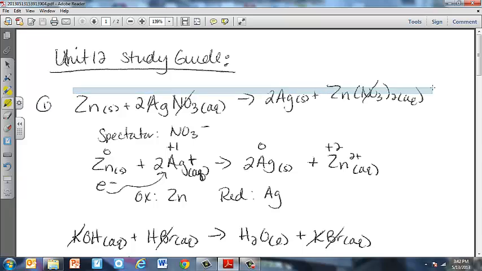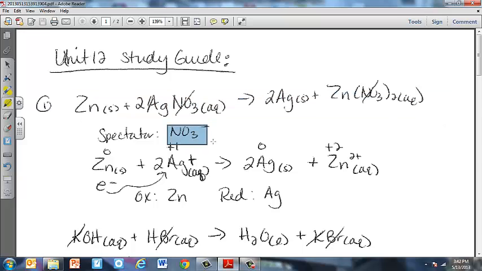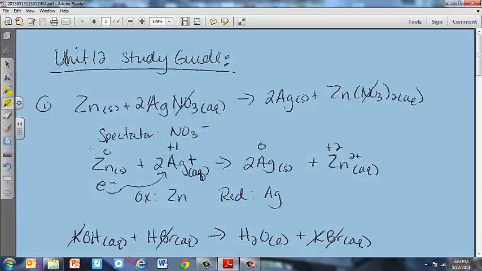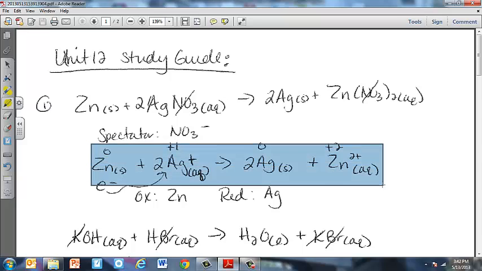Okay, first off up here you have the molecular equation. The spectator ion is going to be nitrate, because it's an aqueous compound on both sides of the reaction. Now, for your net ionic, you then write everything else that is left. So this is your net ionic equation right here.